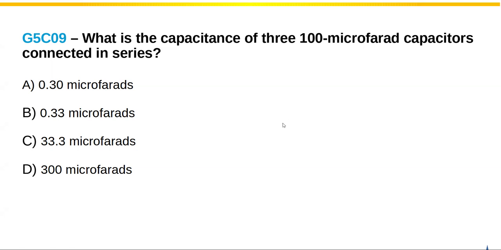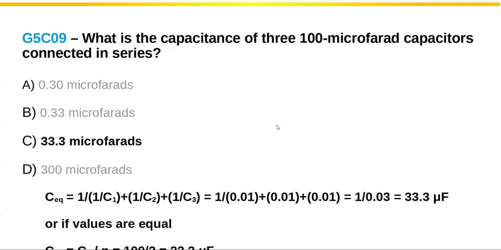Okay, we have three 100 microfarads in series. No calculator required. Not until I read all four answers. Okay, wait a minute. They're in series? They're in series. In this case, it's blocked down there, but since they were all equal, you can just divide by 3.